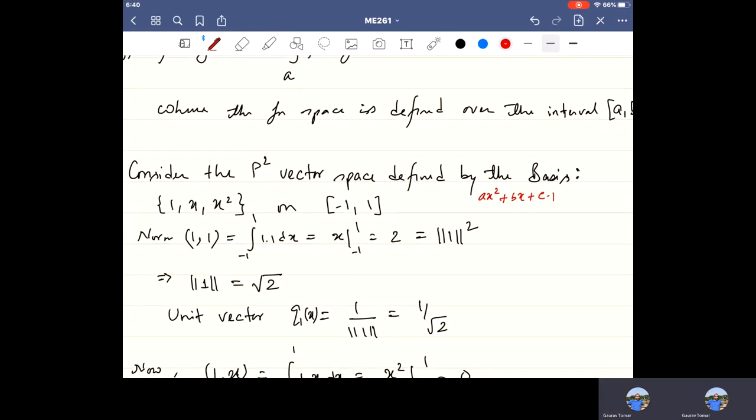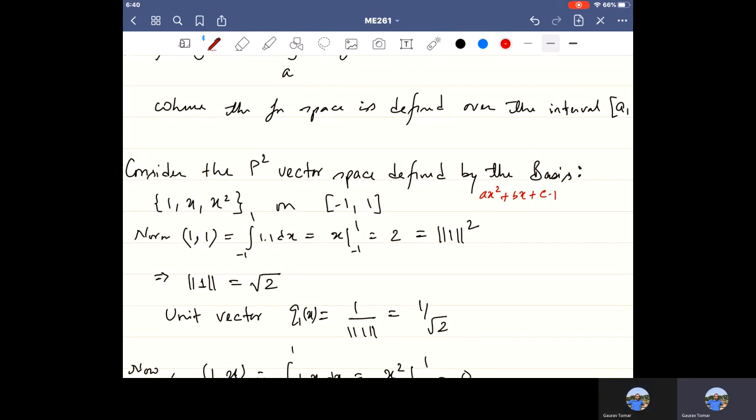So you can use this as the basis to define. Now let's check if this basis is actually an orthogonal basis. Before that, we'll have to define the inner product. And as we had defined earlier, the limits are -1 to 1. A is -1, B is 1.